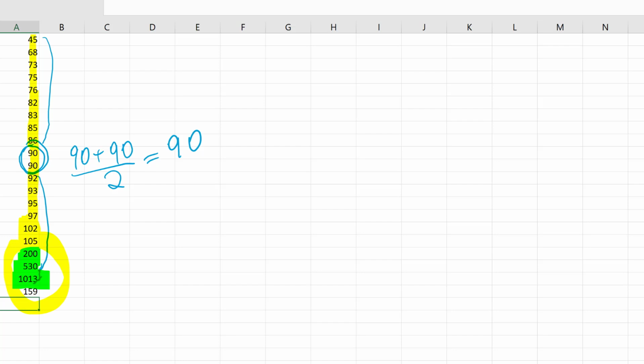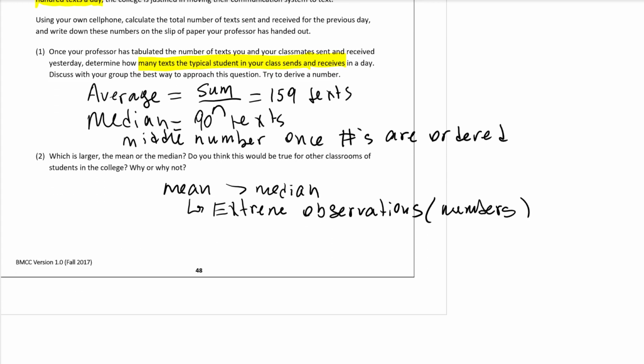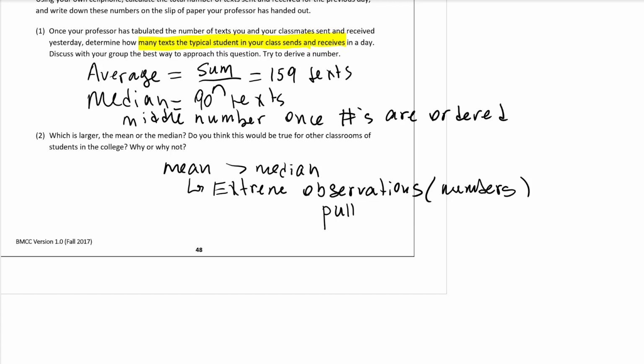This is an important characteristic that you should take note of. The reason why we have the mean so much higher than the median is because the extreme observations, and when we say observations, it's just numbers, pull the center towards them.